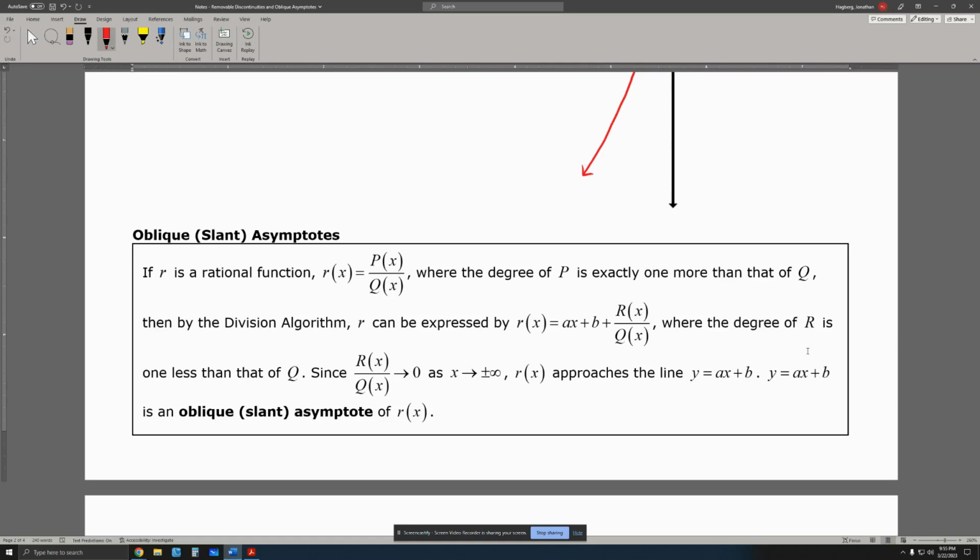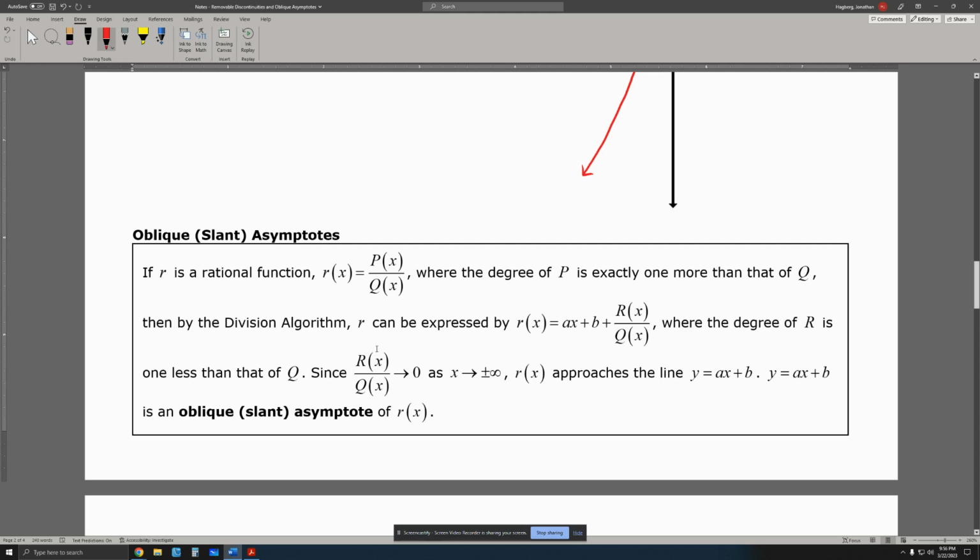Now I want to talk about oblique or slant asymptotes. Given a rational function r, which is the ratio of two polynomial functions, p of x and q of x, where the degree of the numerator is exactly one more than that of q, the denominator, by the division algorithm, we can express r as ax plus b with a remainder, a remainder polynomial over the divisor, where the degree of the remainder is one less than that of the divisor.